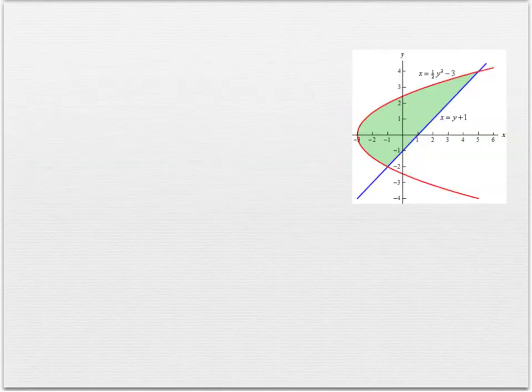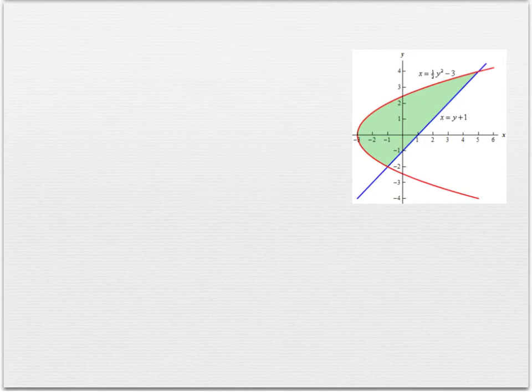The last one we want to take a look at here now is this particular one. Now notice the difference here is that instead of this function or this relation written in terms of y, it's written in terms of x. So x equals 1/2 y squared minus 3, and x equals y plus 1.